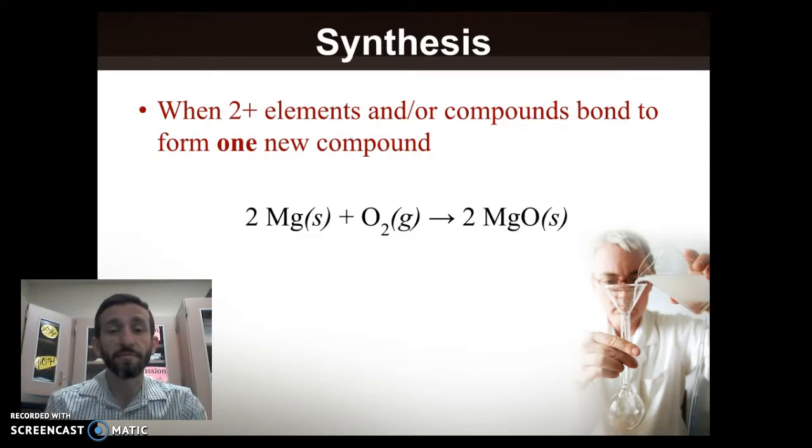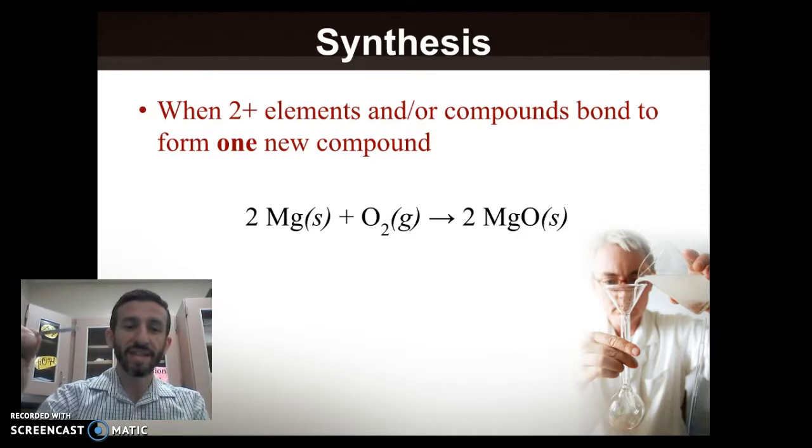Okay, so the first type of reaction is called the synthesis reaction or the combination reaction. That's when you have two different compounds or elements coming together to make a new one. So you have here an example of solid magnesium, which I will show you in just a second, combining with oxygen gas to make magnesium oxide, which is a different solid.